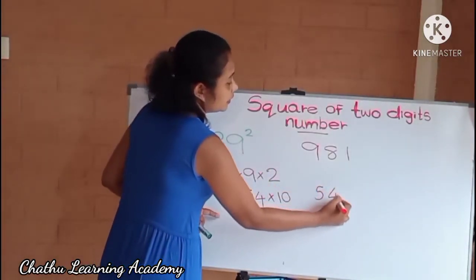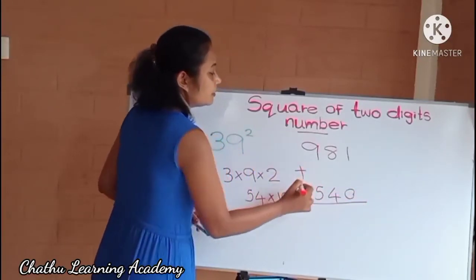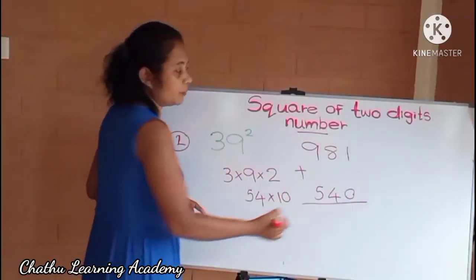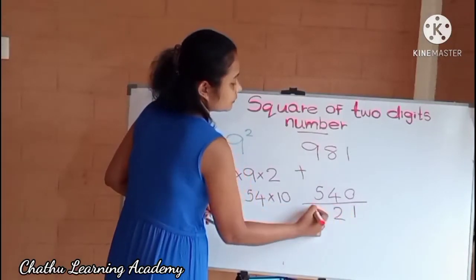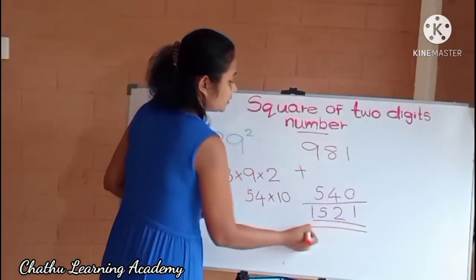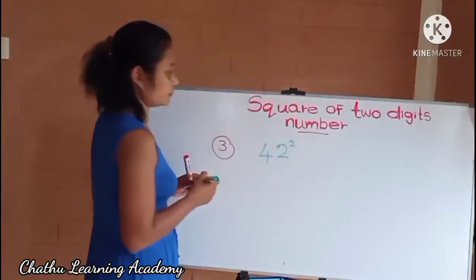This is the answer. Then after that you can add these two numbers together. This is the square of 39.